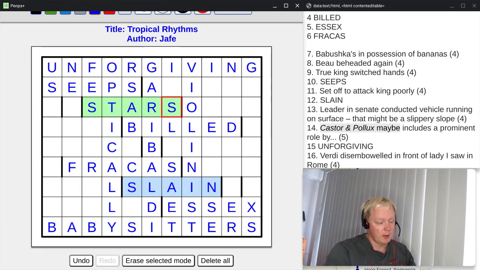And this is a double definition clue. So the other definition is includes a prominent role by. So if a film stars Harrison Ford, it includes a prominent role by Harrison Ford. So that's the other definition, as stars as a verb. Okay, and let's just type the stars in.